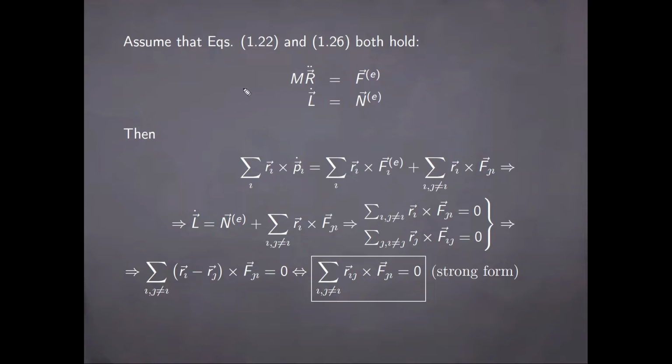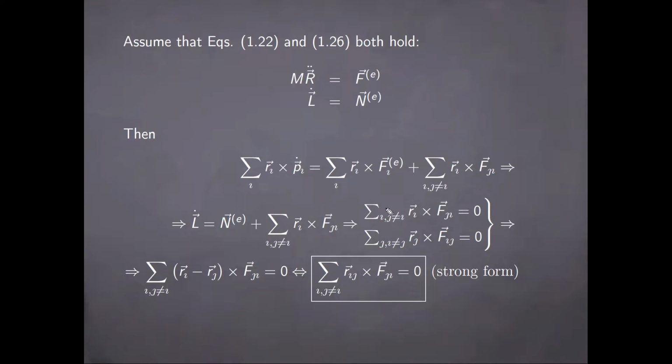Now, if we assume that equations 122 and 126 both hold, that is, if we are assuming that the total mass times the acceleration of the center of mass is equal to the total external force, and that the time derivative of the orbital angular momentum is equal to the external torque being applied to the system, then if we write Newton's second law for the angular momentum, we arrive at this expression, which is familiar, and we already know that in these conditions the second sum on the right hand side must vanish. And we can write this in two ways.